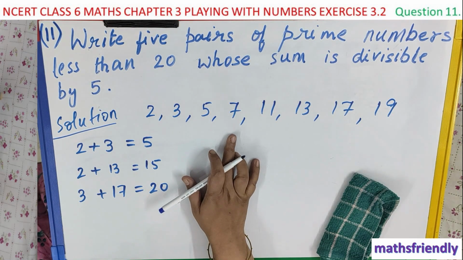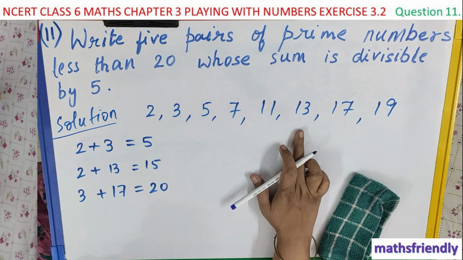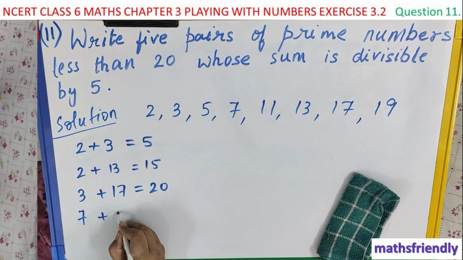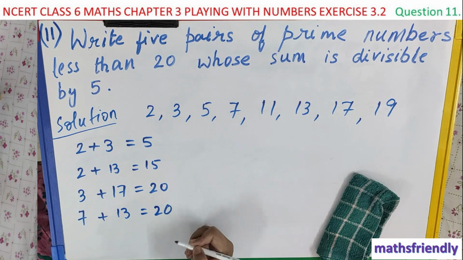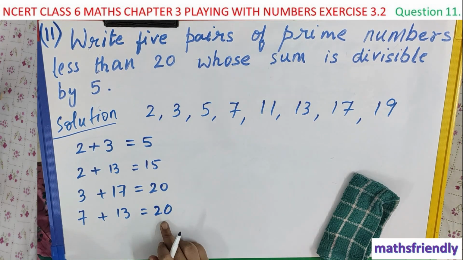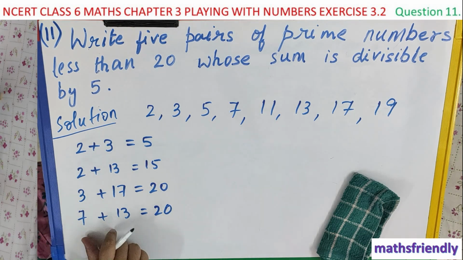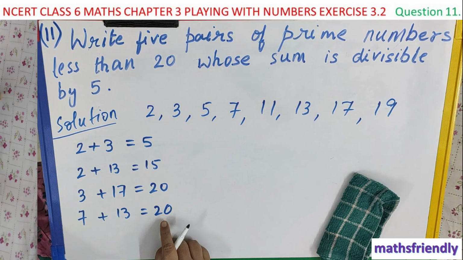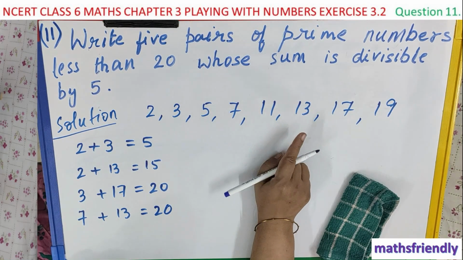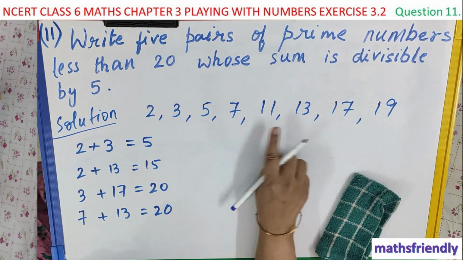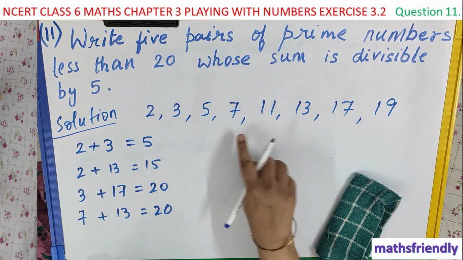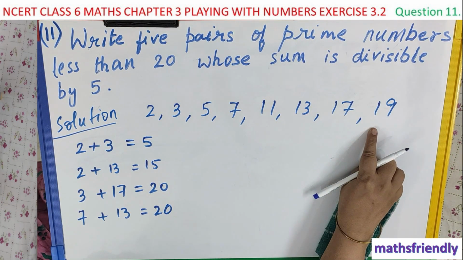Now let us check for 7. 7 plus 13, what will we get? 7 plus 13 gives 20, and 20 is divisible by 5. So we can take this pair of prime numbers whose sum is 20. Like that you can check 7 with 17 and 7 with 19, and you will find that the sum of these two numbers is not divisible by 5.